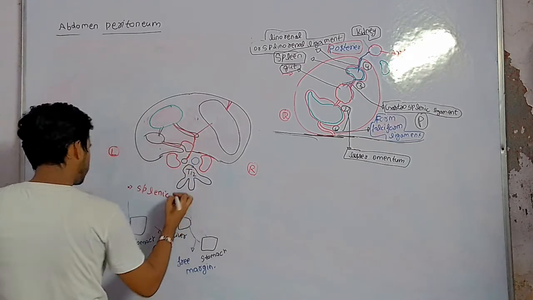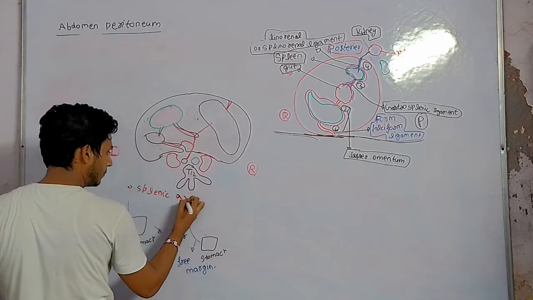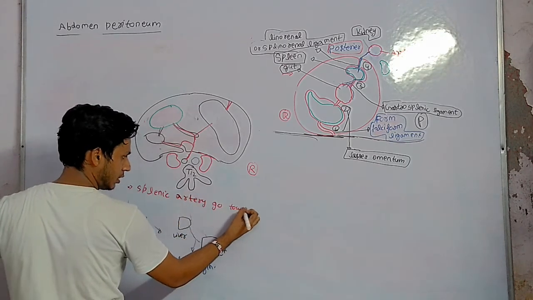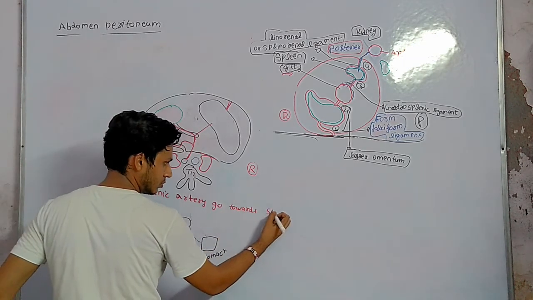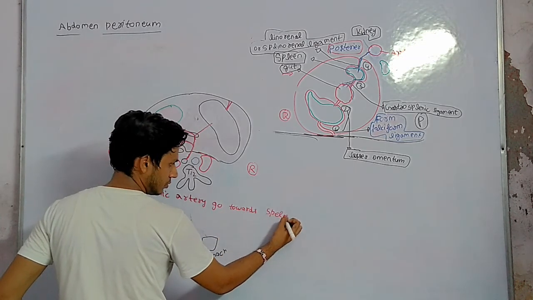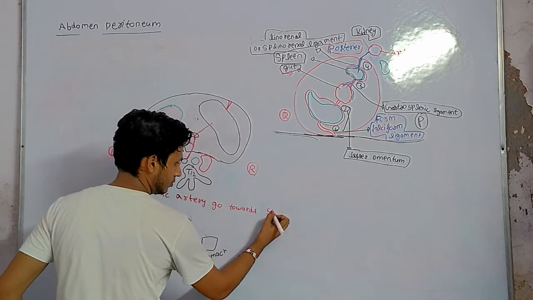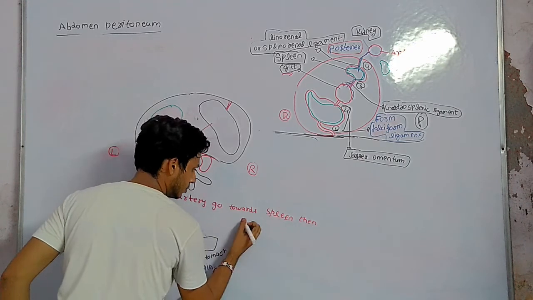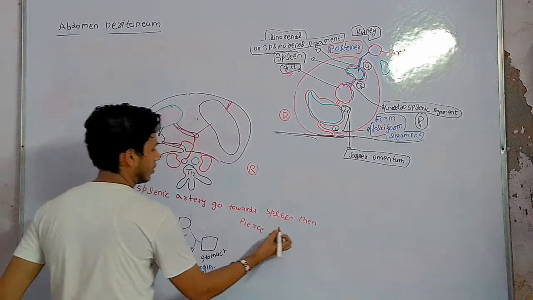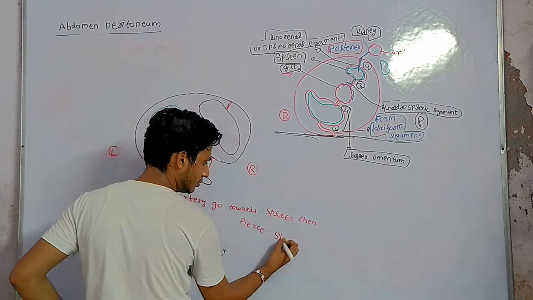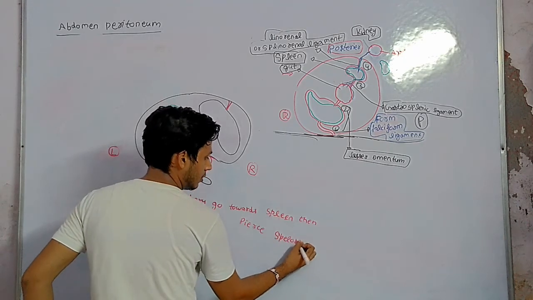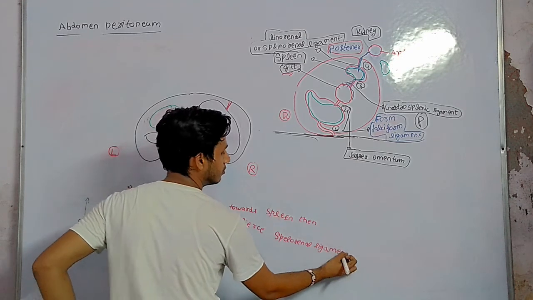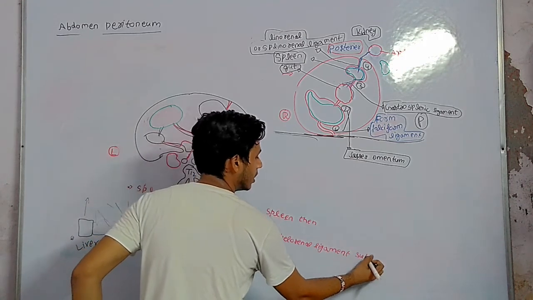A splenic artery goes towards the spleen. Then it pierces the splenorenal ligament, and supplies the spleen.